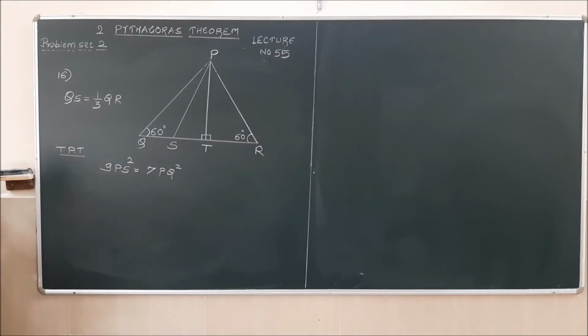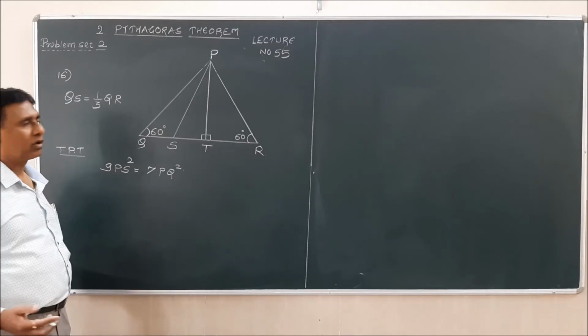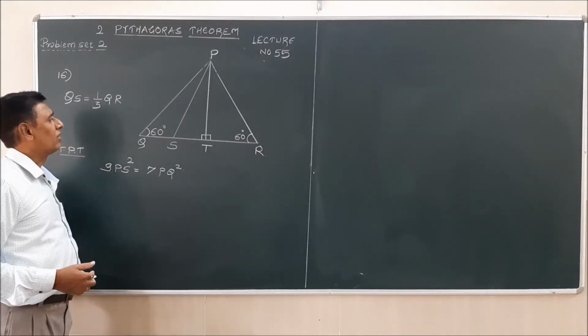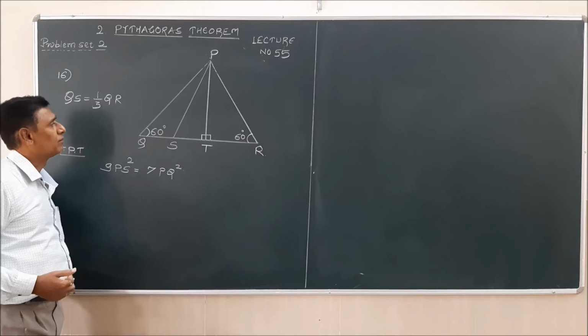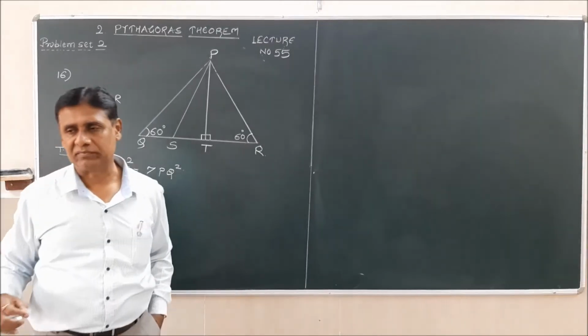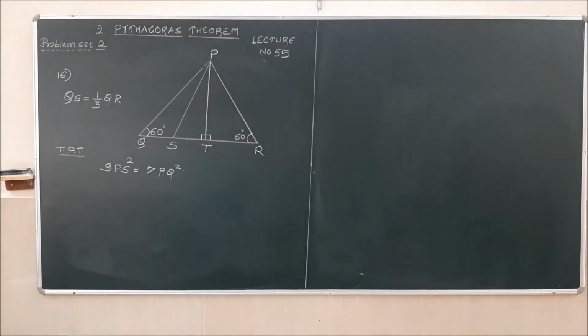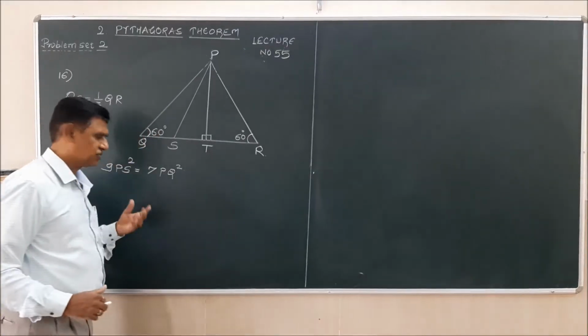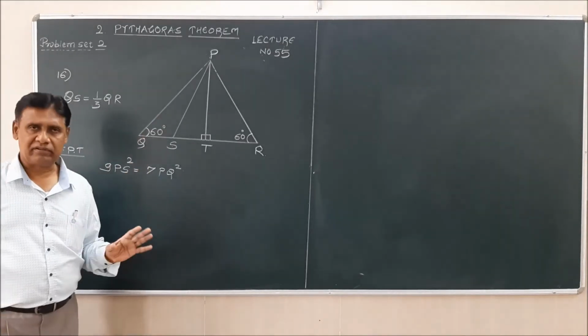In the entire figure, triangle PQR is there, PT is perpendicular, and I am not sure whether the length of PQ or any one of the sides is given or not. I am simply confirming it and then I'll come back. Okay, no issue as such. No dimensions are given. Fine.